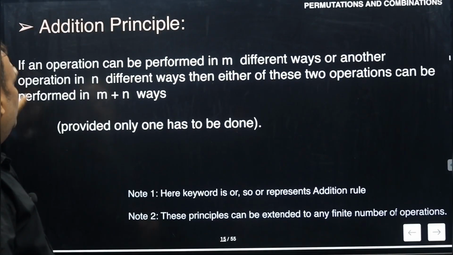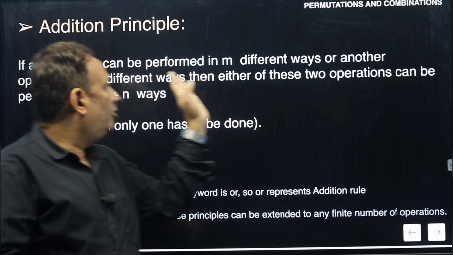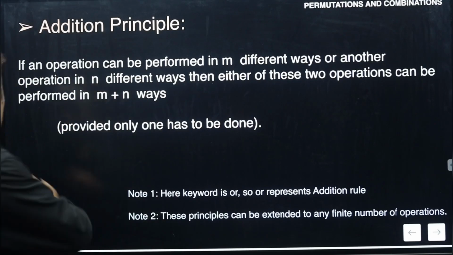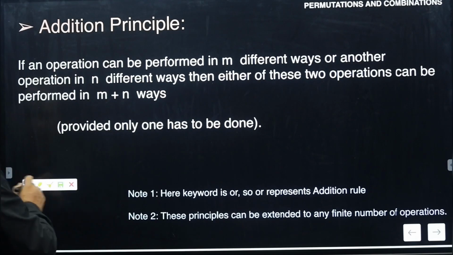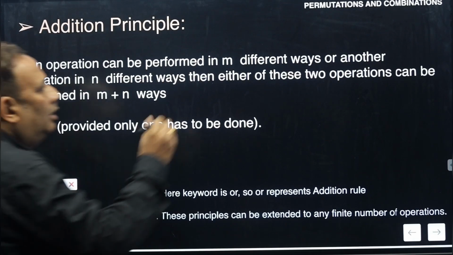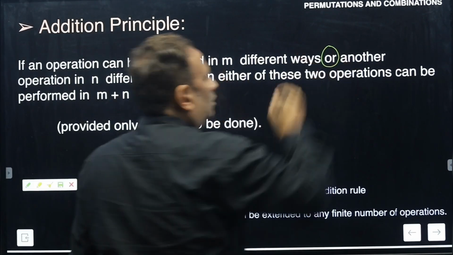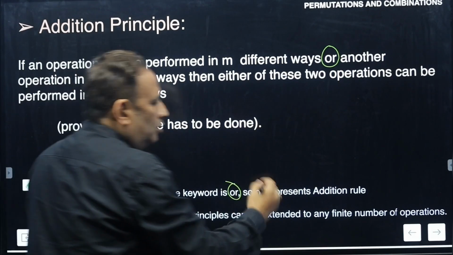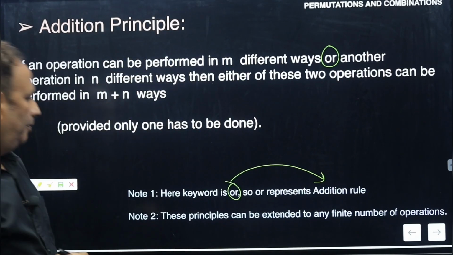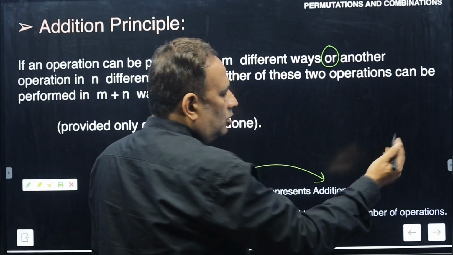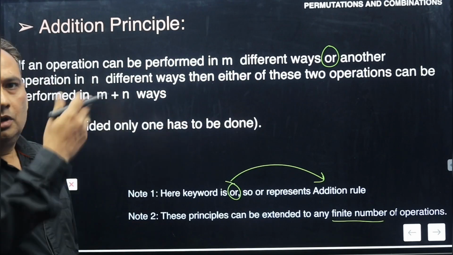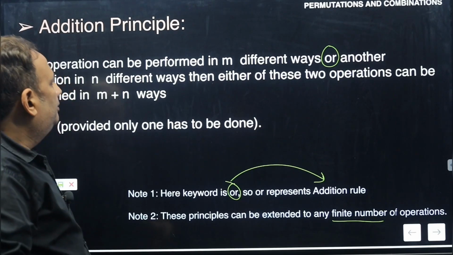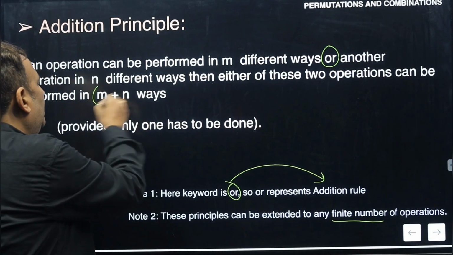Okay, what is the addition principle? If an operation can be performed in m different ways, or another operation in n different ways, then the key word here is or. If in the sentence there is the word or, then for the word or we always use the addition rule. And these principles can be extended up to a finite number, as in the multiplication rule. So here the answer will be m plus n ways.